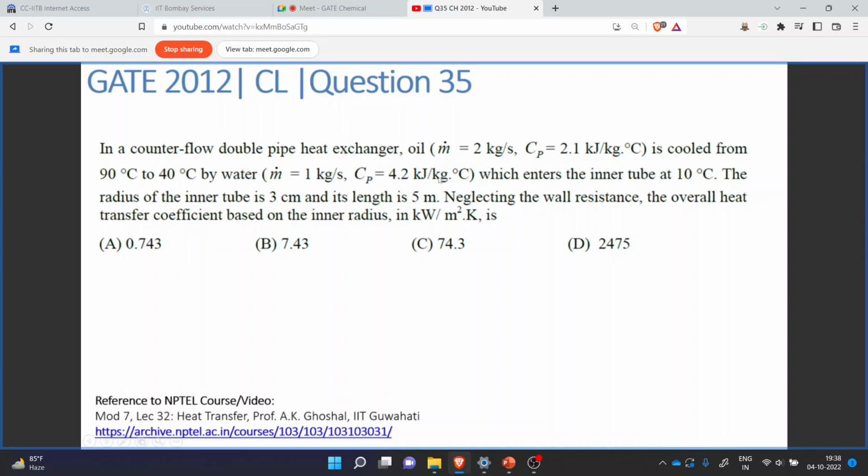We are solving question 35 of GATE 2012 Chemical Engineering paper. The question is, in a counterflow double pipe heat exchanger, oil is cooled from 90 to 40 degrees Celsius by water, which enters the inner tube at 10 degrees Celsius. The radius of the inner tube is 3 cm and its length is 5 meter. Neglecting the wall resistance, the overall heat transfer coefficient based on the inner radius in kilowatt per meter square Kelvin is dash. And we have been given the mass flow rate and heat capacity of both the oil and water.